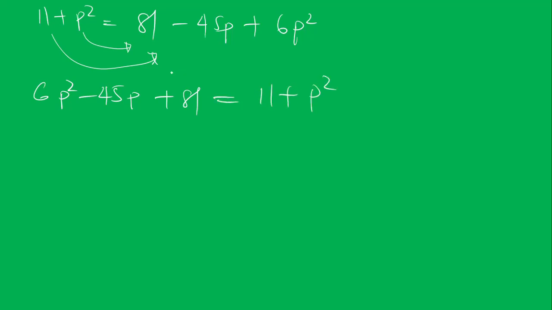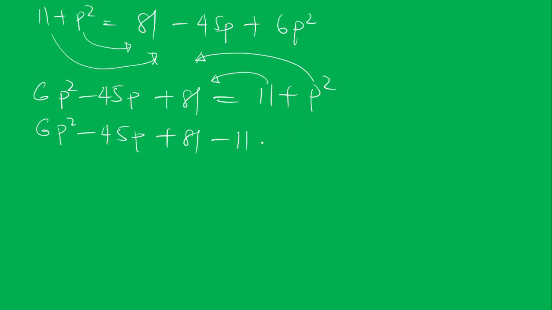So I just rearrange it. It's just the same thing. I rearrange the equation. But now let me move this to this side and also this to this other side. So now if I move it, you have 6p squared minus 45p plus 81. So as I move this to this one, I have minus 11. Here it's positive. So going to this other side becomes negative.